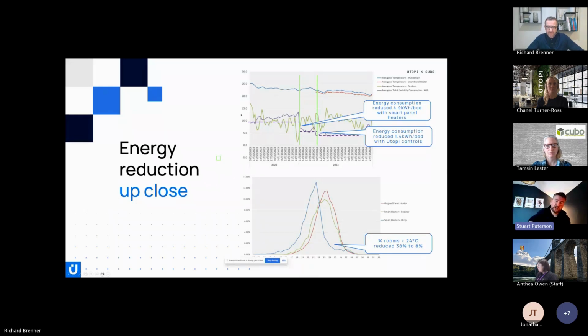But if you look at the bottom graph, the distribution of temperature bell curve, the red distribution curve was the original solution. The green line in the middle was the panel heaters with the booster switches, and the blue line was the introduction of the Utopi technology with the occupancy step down, and you can see the significant reduction in overheated spaces there, where those marginal gains have been made. Next slide, please, Richard.